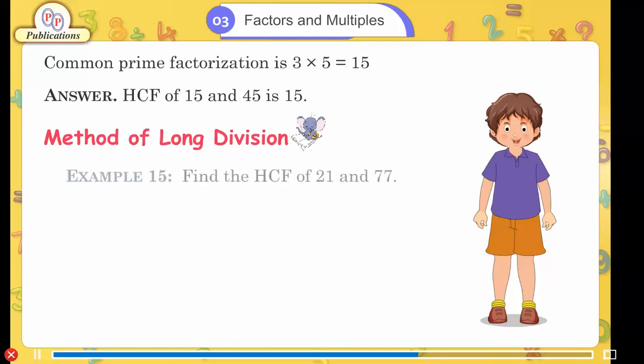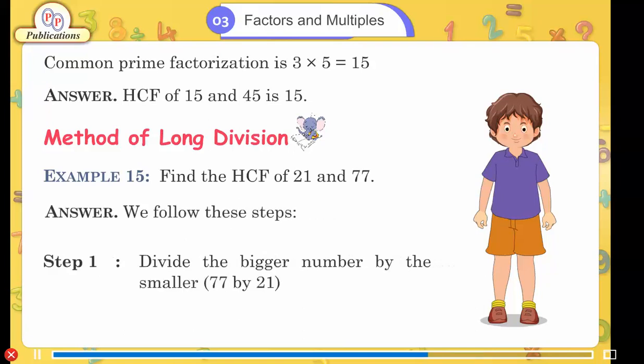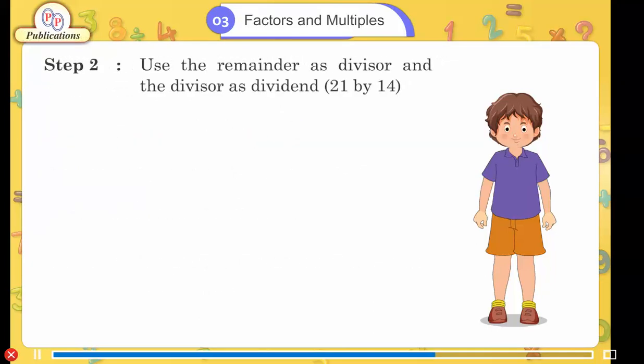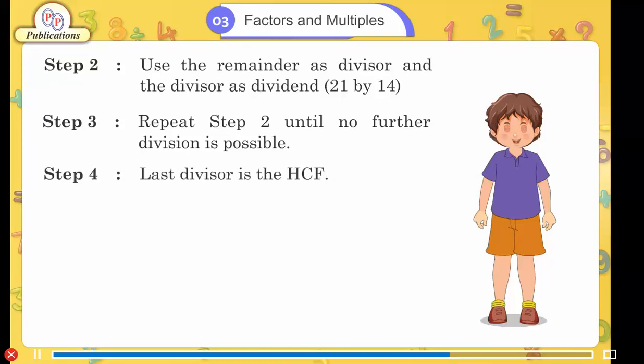Method of long division. Example 15. Find the HCF of 21 and 77. Answer, we follow these steps. Step 1. Divide the bigger number by the smaller, 77 by 21. Step 2. Use the remainder as divisor and the divisor as dividend, 21 by 14. Step 3. Repeat step 2 until no further division is possible. Step 4. Last divisor is the HCF.